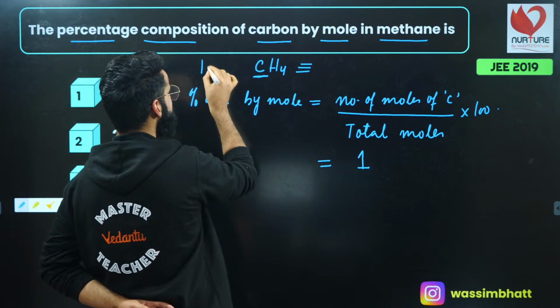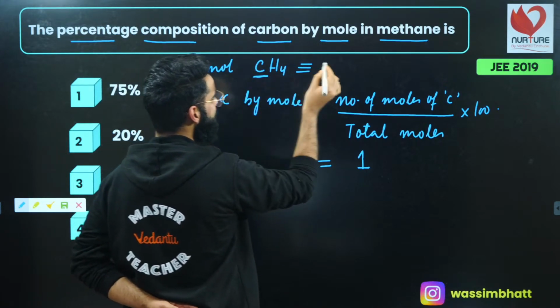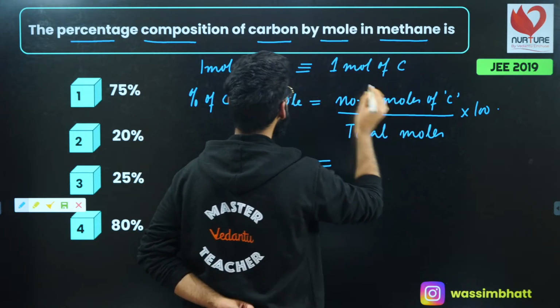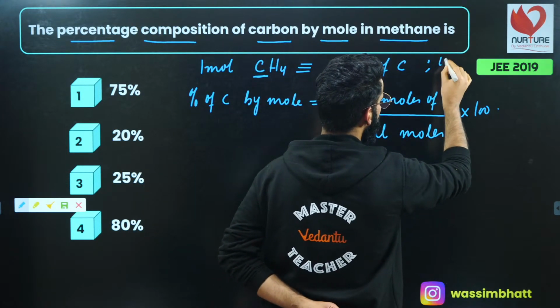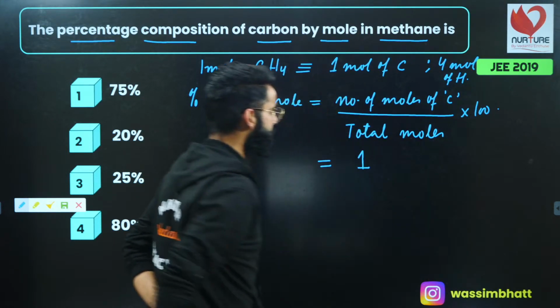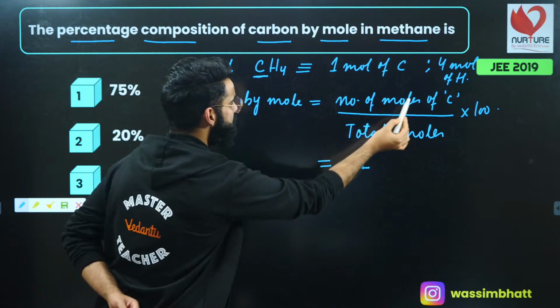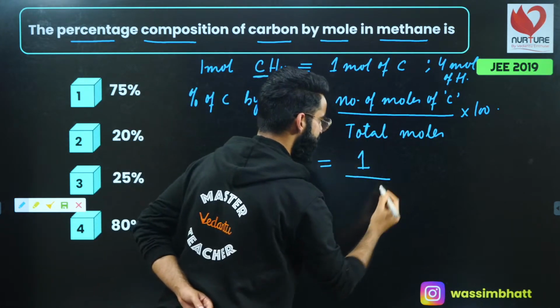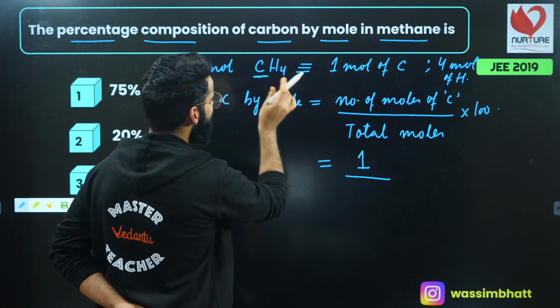I can say like this, 1 mole of methane contains 1 mole of carbon, and at the same time it contains 4 moles of hydrogen as well, 4 moles of H, right? So how many moles of carbon do we have right here? We have got 1 mole of carbon divided by how many total moles of atoms are there?